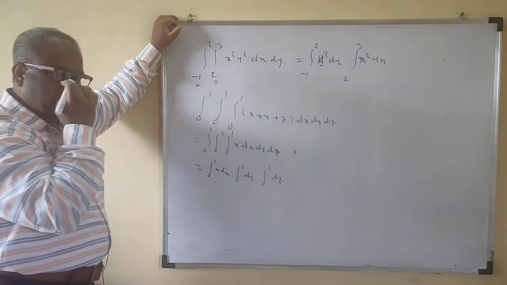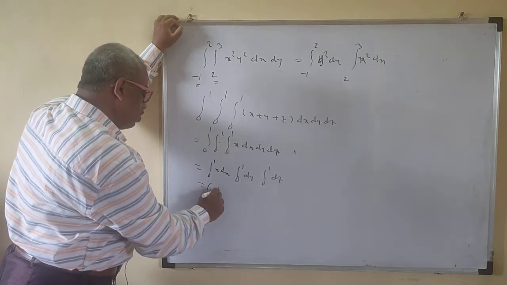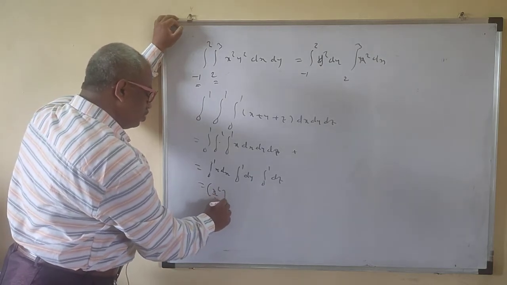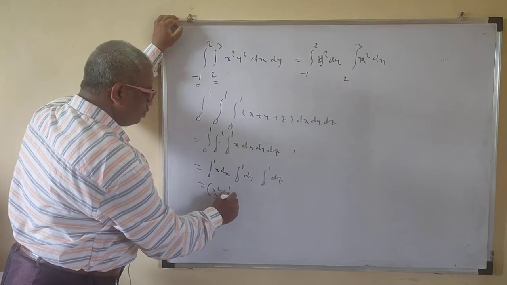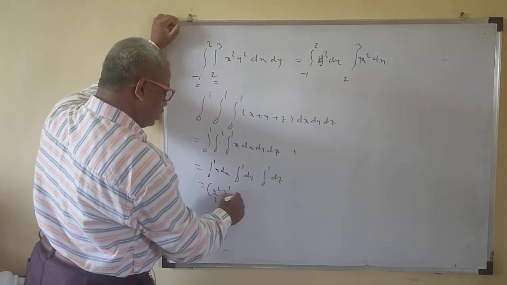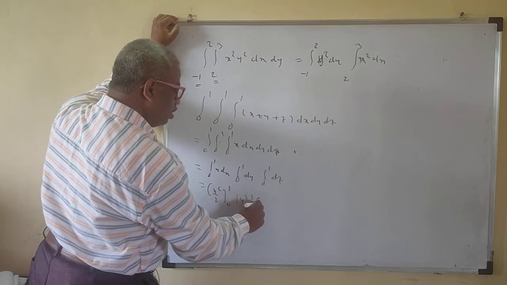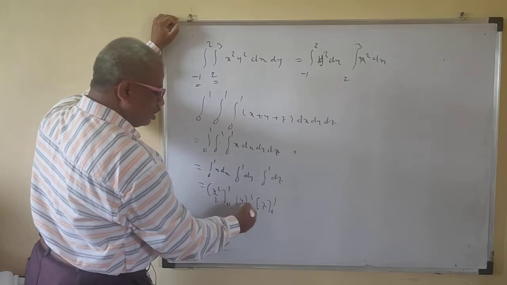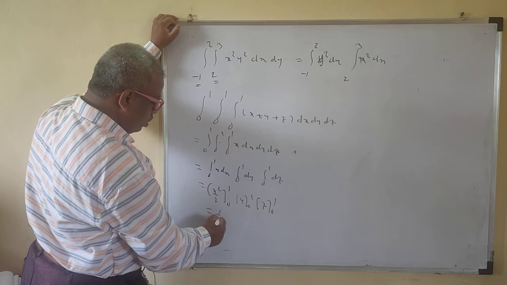Same thing you can do for the next one. So this is x square by 2, 0 to 1. Then this is y, 0 to 1, then this is 0 to 1. So this is 1, 1. No problem for this one. So this is half.